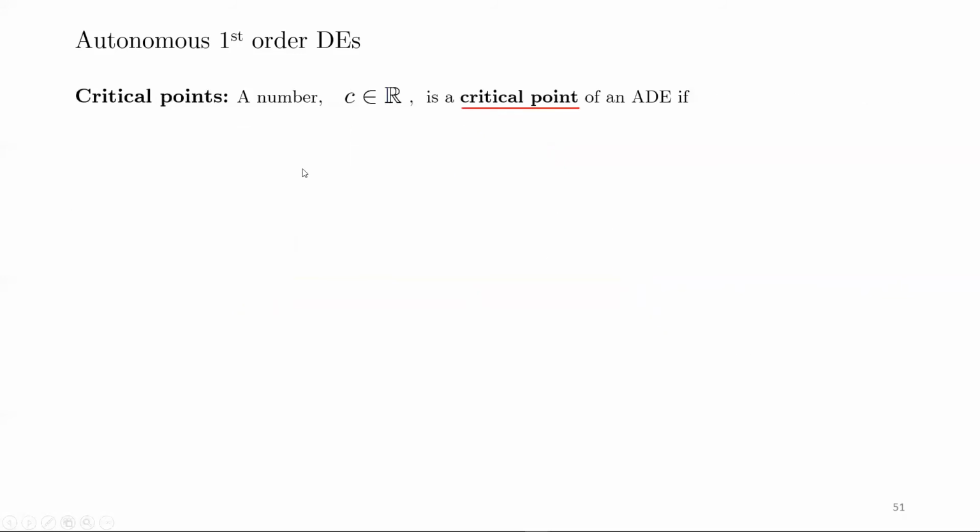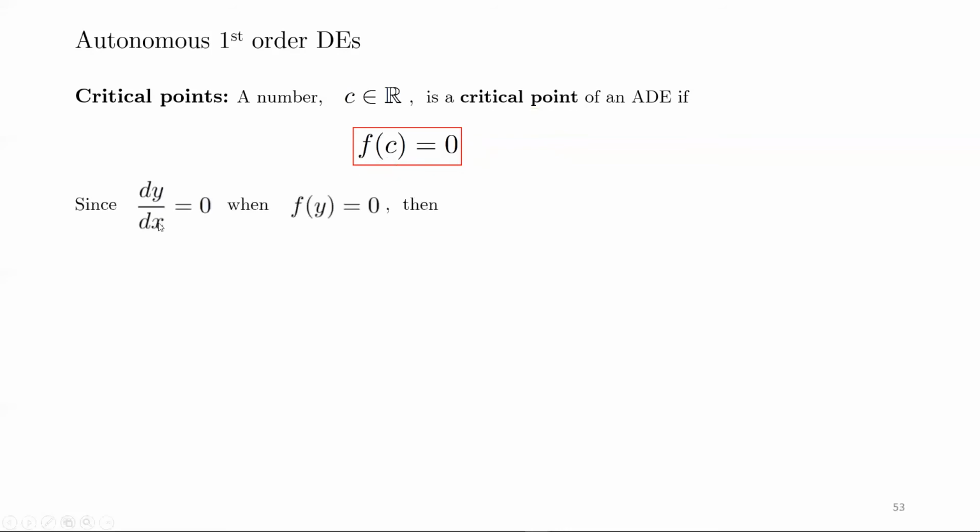Okay. So let's define this thing called a critical point. A real number c is called a critical point of the autonomous differential equation if when you substitute c for y in the right hand side of the differential equation, we get 0. And when the right hand side of the differential equation is equal to 0, dy by dx is equal to 0. So when the right hand side of the ODE is equal to 0, then the slope is equal to 0. So we've got a critical point here. This is what we call a critical point.